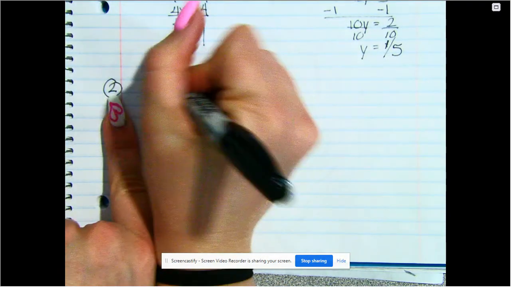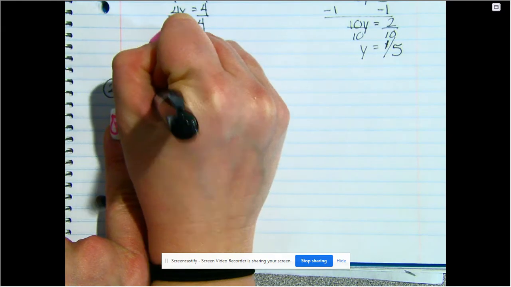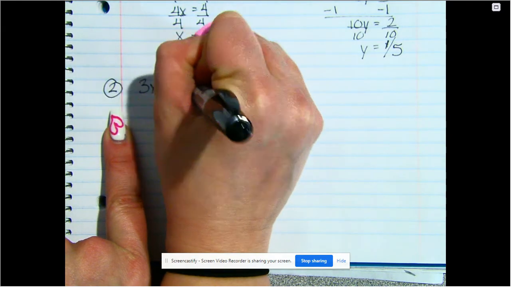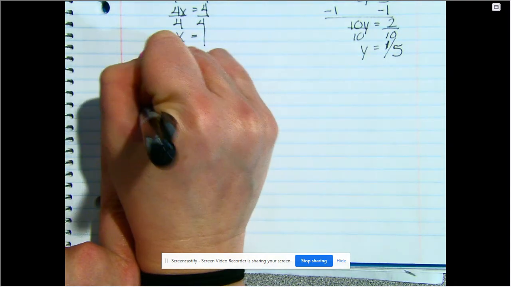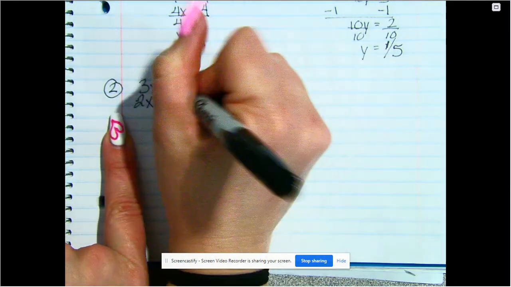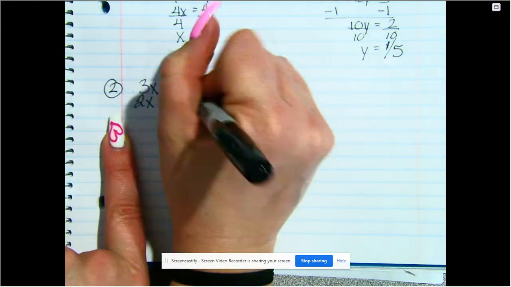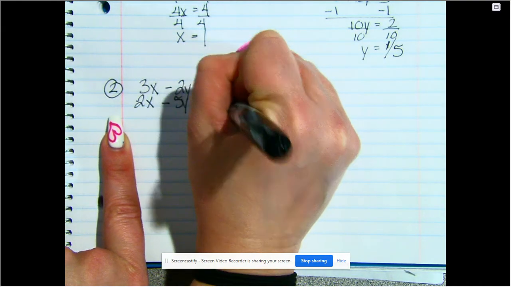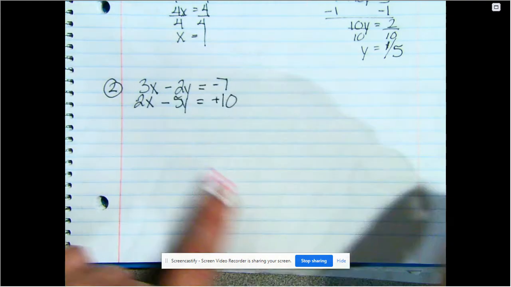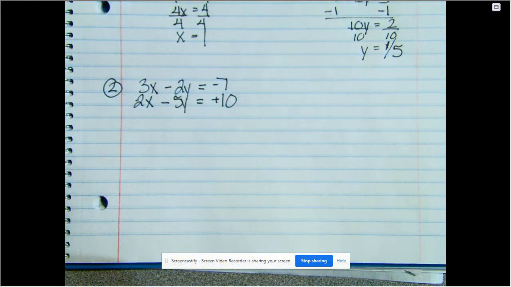Okay, I'm going to do 3x minus 2y is equal to -7. 2x minus 5y is equal to -10. Oops, is a positive 10. Glad I caught that because our answer would have been completely wrong.